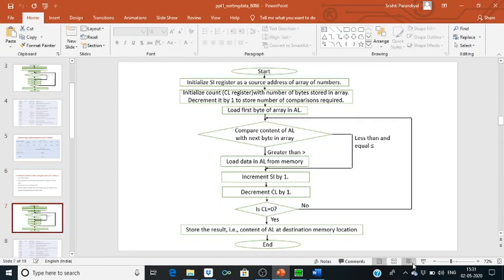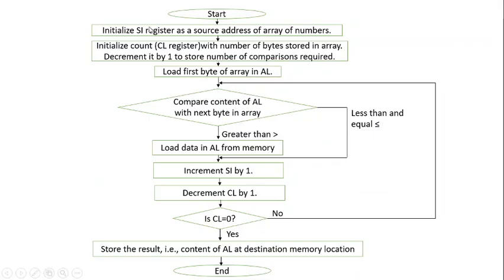This is the flowchart. Initialize the SI register as the source address of the array of numbers. Then we will store the number of comparisons in the CL register. Then we will load the first byte of the array in AL. Compare the content of AL with the next byte. If AL has a less or equal value than the next byte, we will move to this. We will increment the SI pointer, meaning pointing to the next data.